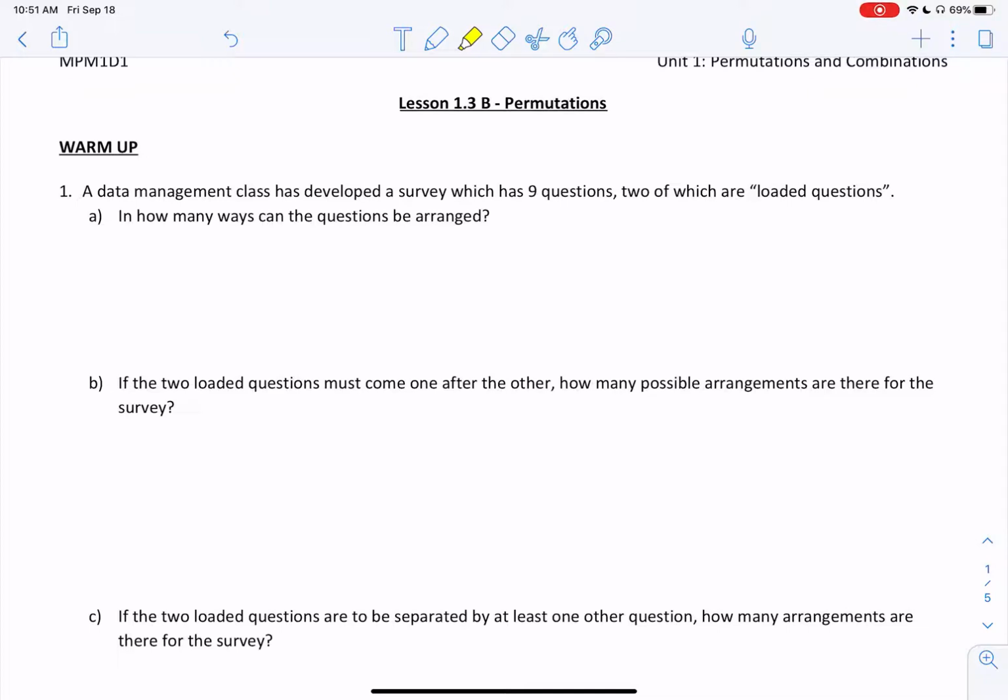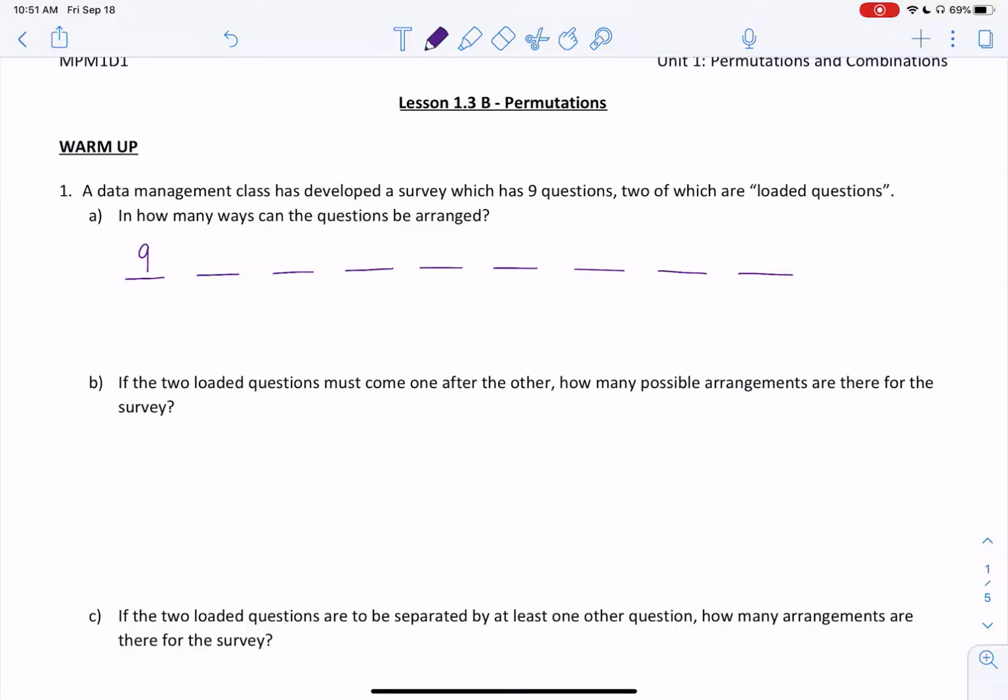So for all of the questions, there's 9 total. How many ways, if we shuffled it up, could we arrange these 9 questions? So let's start by adding some spaces for all our questions. So 1, 2, 3, 4, 5, 6, 7, 8, 9. Now, for our first question spot, we have 9 choices. I could have chosen any of the questions, so there's 9 options.